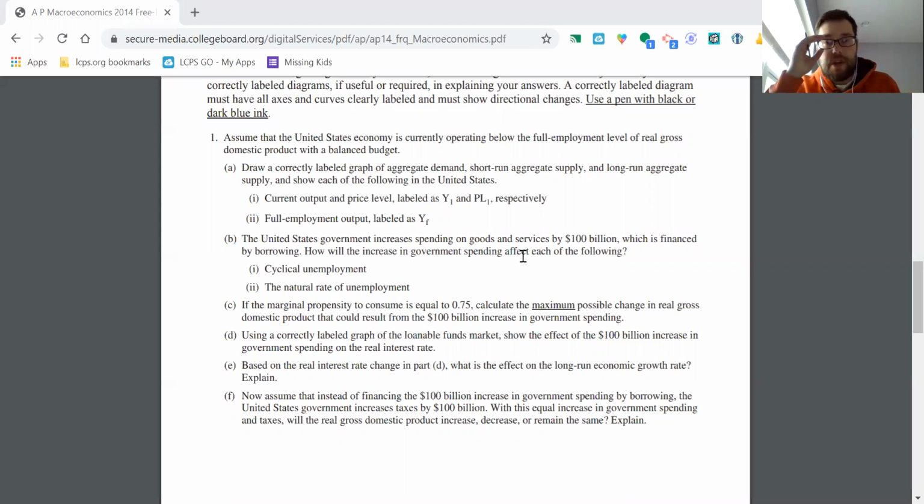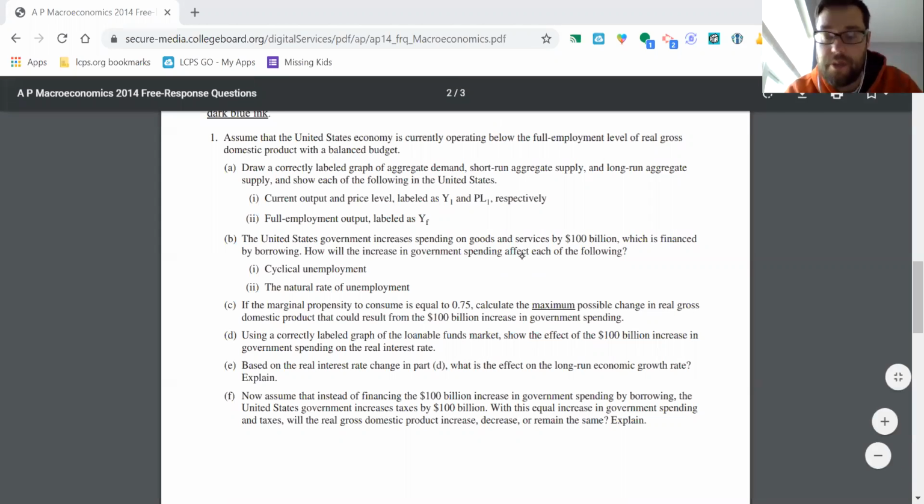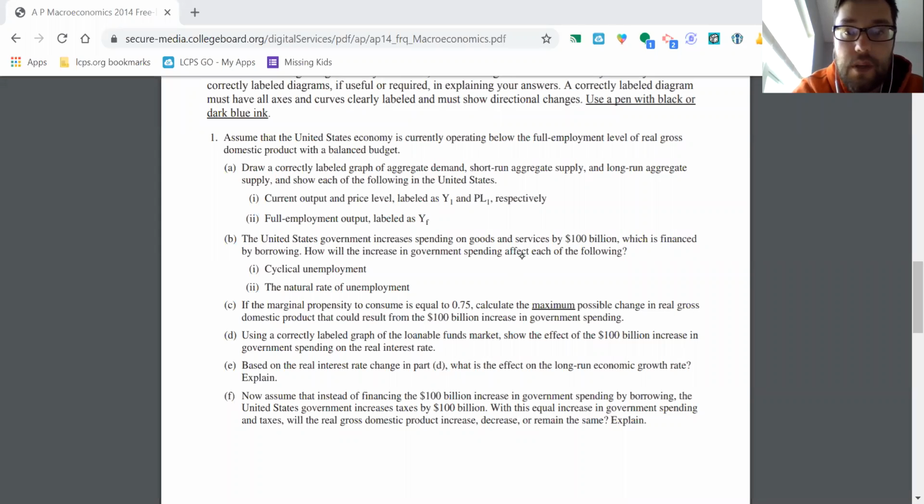Assume that the United States economy is currently operating below the full employment level of real gross domestic product with a balanced budget. Okay, so there's a couple things we want to highlight, underline here. Below full employment level, that should jump out at you as another way of saying recessionary gap, right? We're going to be below the LRAS curve. And also balanced budget. This will come into play in some of the later questions.